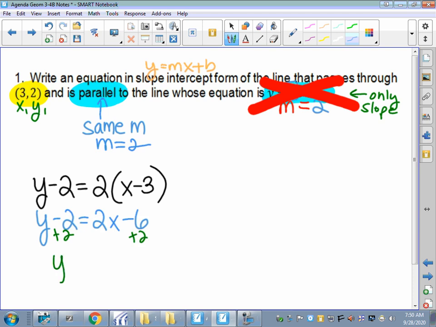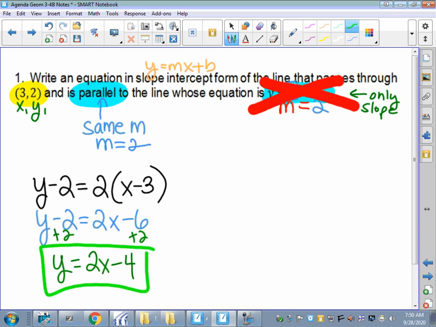So my final answer for this equation that is parallel to that equation, and has the 0.32, is going to be y equals 2x minus 4. Final answer. If you wanted to do it the other way, let me just show you both of them on this case.